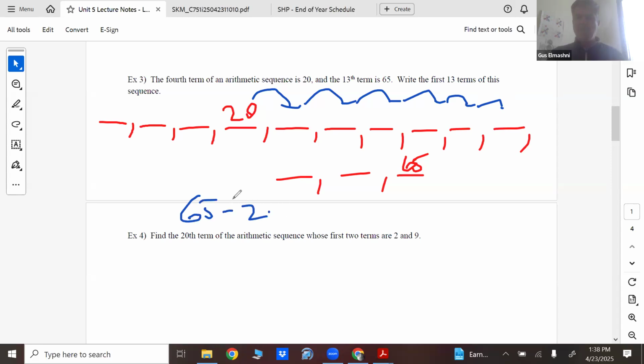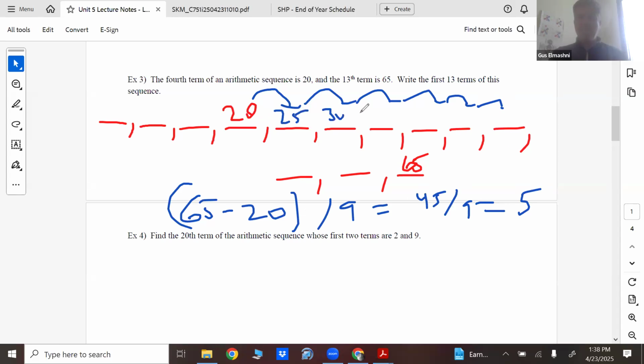What if I did 65 minus 20 divided by 9? Yeah. What's that going to be? 5. Got it. There we go. So the common difference is 5. Now I could write out all the terms, right? 25, 30. I know it's very cumbersome, but we're just doing it so you guys get the idea. 55. Going backwards.